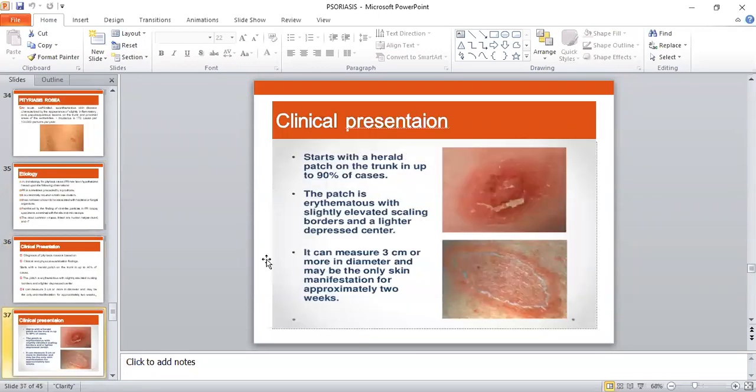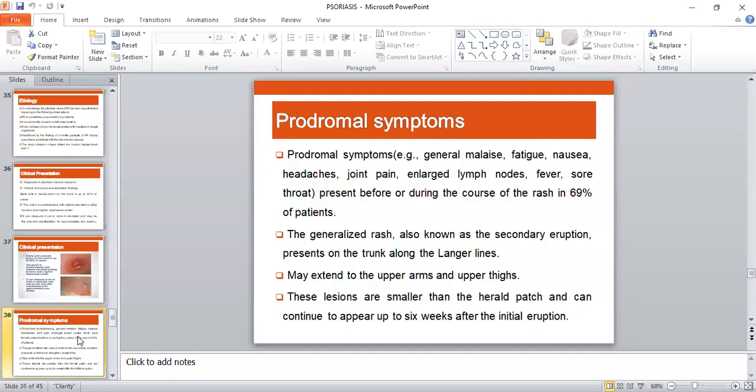So in the clinical presentation, they start with the herald patch on the trunk in up to 90% of cases, and the patch is erythematous with slightly elevated scaly borders and a lightly depressed center. This is the main presentation. You see the lightly scaly border, and the patch measures 3 centimeters in diameter, and may be the only skin manifestation for approximately 2 weeks. And then prodromal symptoms, what will be there? Prodromal symptoms: generalized malaise, fatigue, nausea, headache, joint pain, enlarged lymph nodes, fever, sore throat, present before or during the course of the rash in 69% of patients.